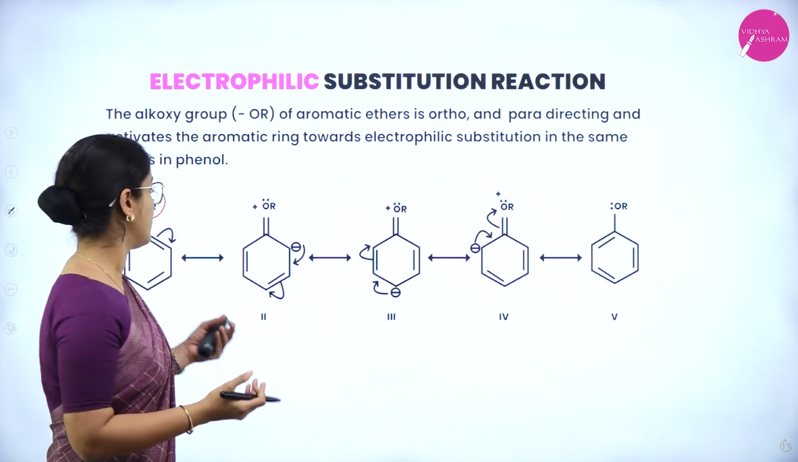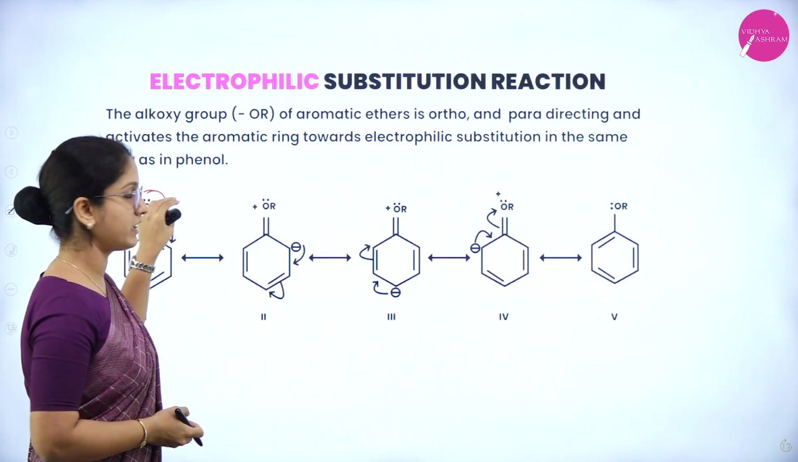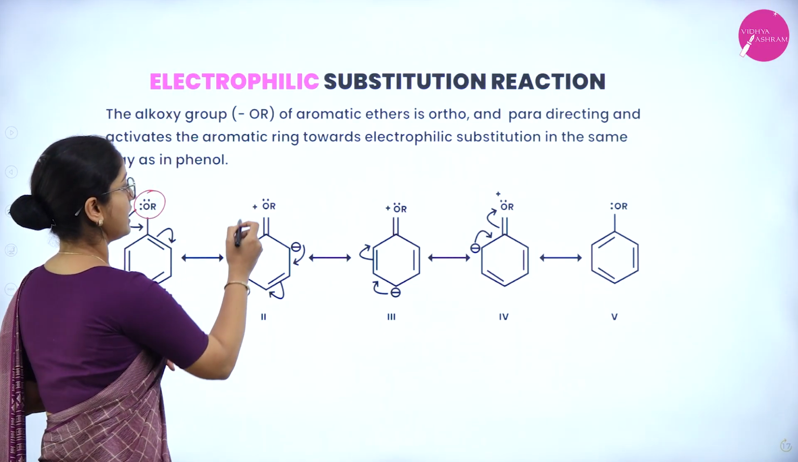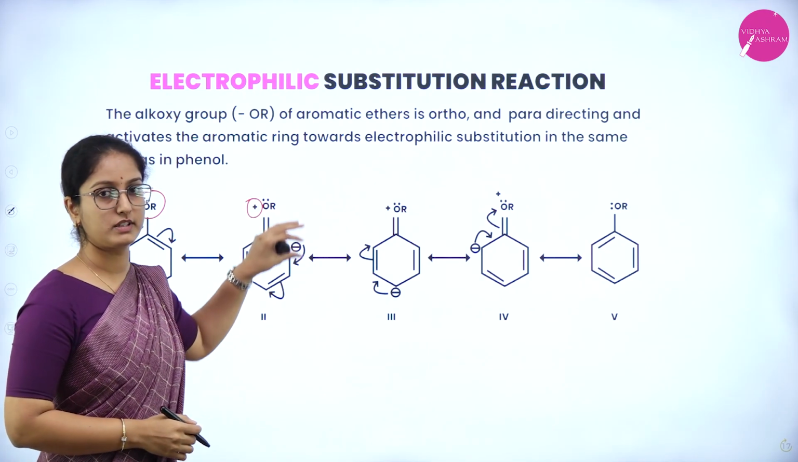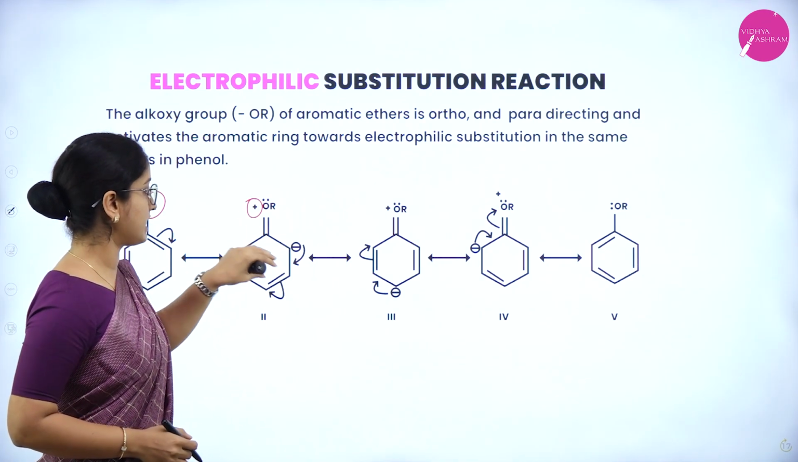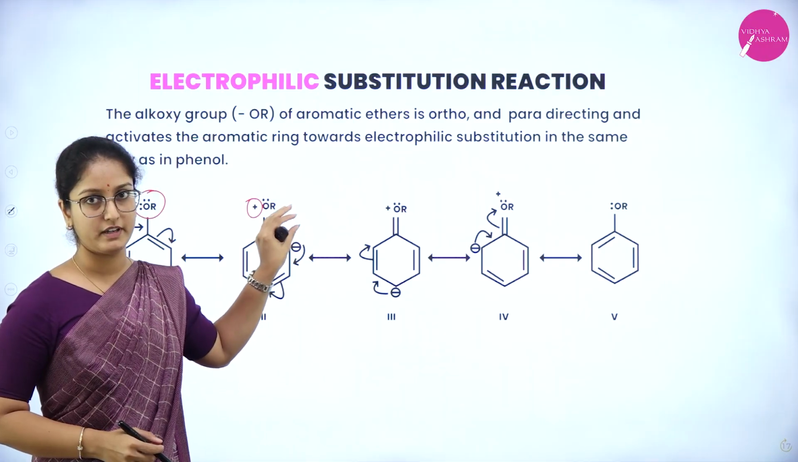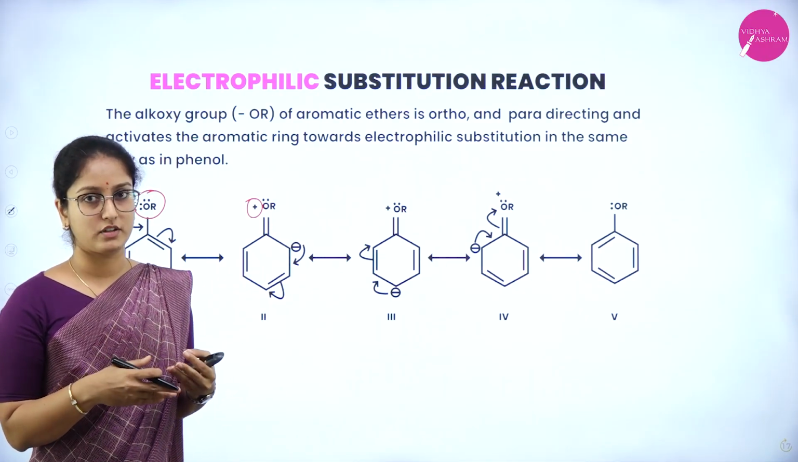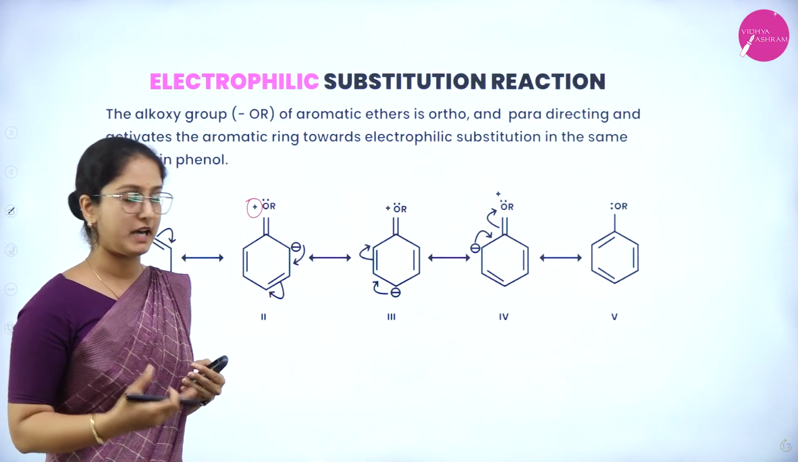The lone pair of electrons is shifted to the adjacent bond and the pi electrons are shifted to the adjacent atom. So when the lone pair of electrons from the oxygen atom is delocalized, oxygen possesses a positive charge along with the double bond, and the ring atom in the ortho position will have a lone pair of electrons. In this way, delocalization of electrons takes place at the ortho and para positions.